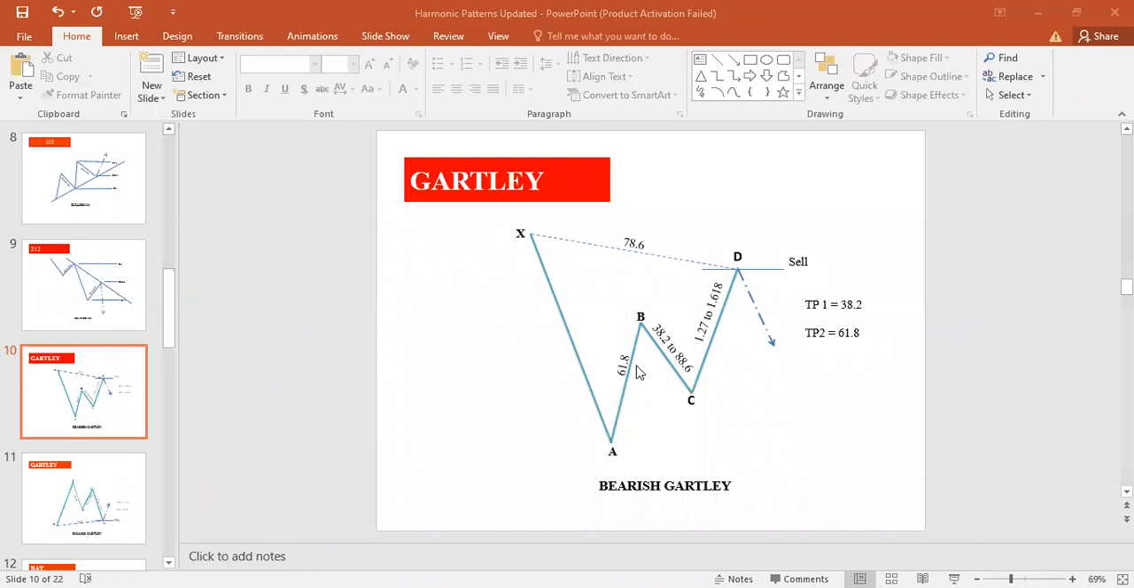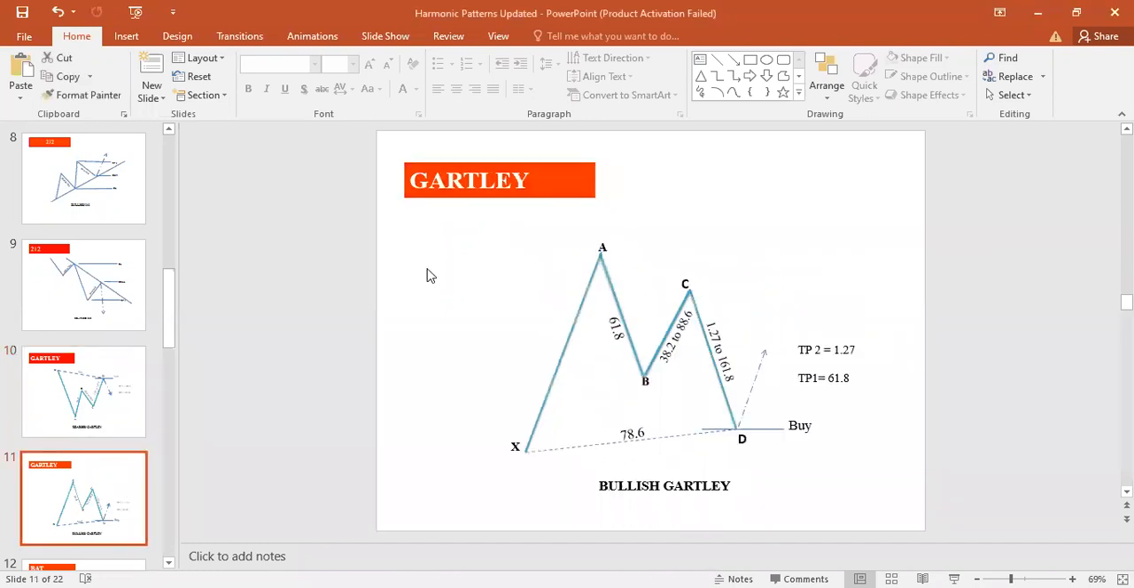All right. Then B to C says it's 38.2 to 88.6. Then C to D says it's 127 to 161.8. Then X to D says it's 78.6. All right. So we're going to check and see what this is all about. This is a bearish Gartley. We're going to find a bearish Gartley or a bullish Gartley. In the same vein, this is a bullish Gartley, so you can also take a shot on it.